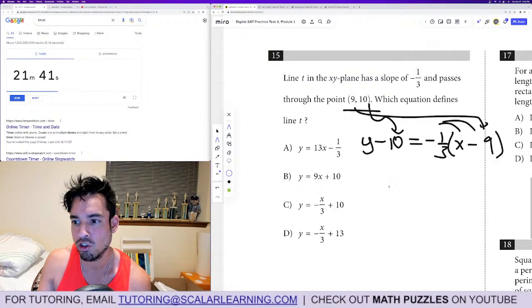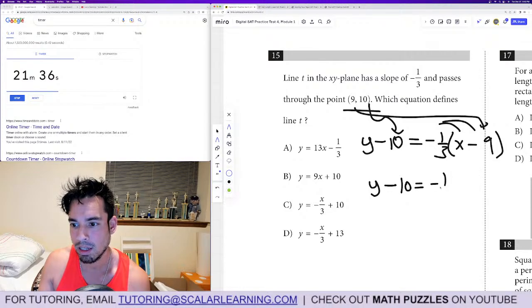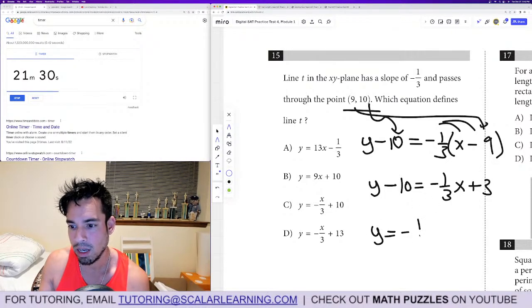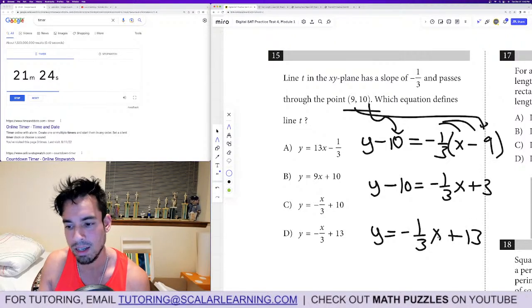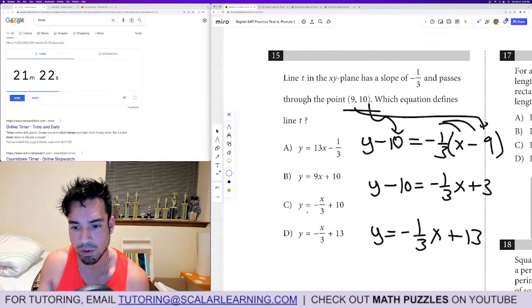So I'm going to have to distribute. y minus 10 equals negative 1/3 x. Negative 1/3 times negative 9 is positive 3. Add 10 to both sides. y equals negative 1/3 x plus 13. So negative 1/3 x is the same as negative x over 3. And then plus 13, D is the winner.